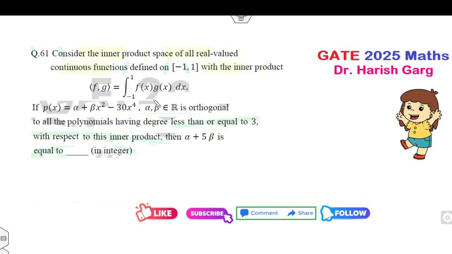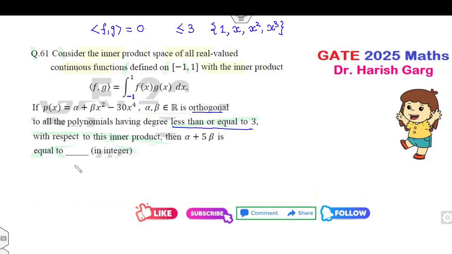Okay, look at this next one. Consider the inner product space of continuous functions on -1 to +1, where f and g are orthogonal. What is the meaning of orthogonal? The dot product will be 0. The inner product is 0 with all polynomials of degree less than or equal to 3. So what are the bases? 1, x, x square, x cube.